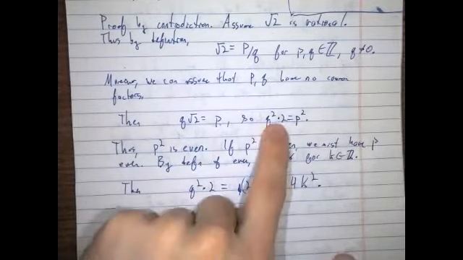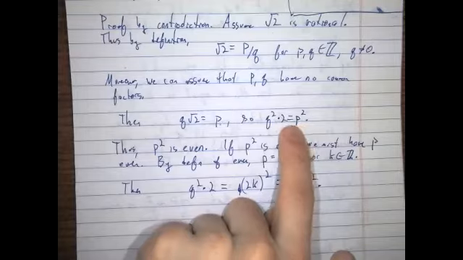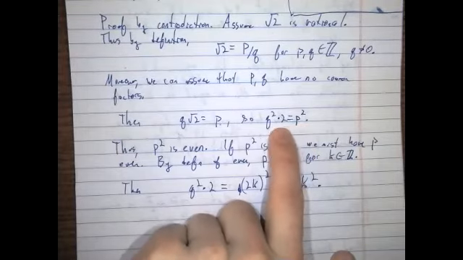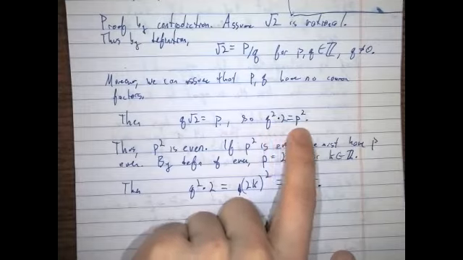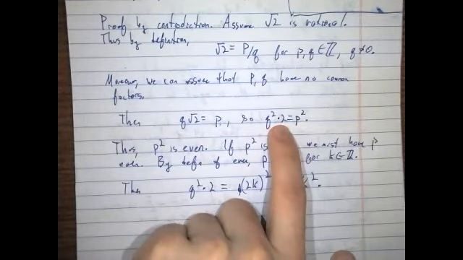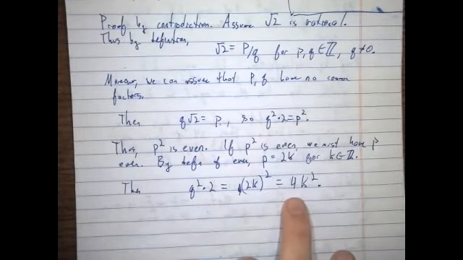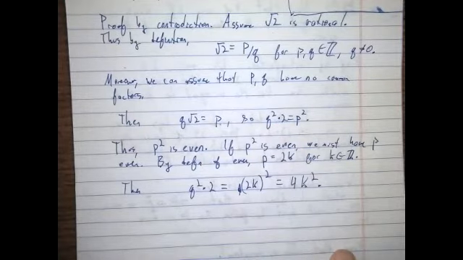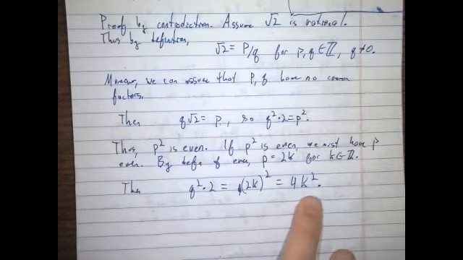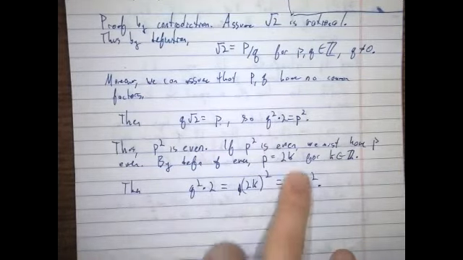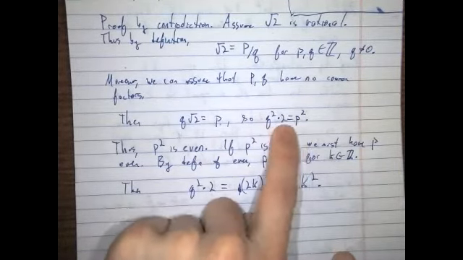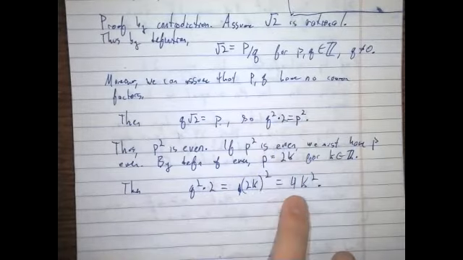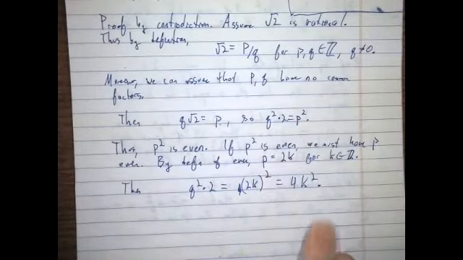So essentially what we showed is that we noticed that p squared has to be even because it's divisible by 2. But any time that a square is divisible by 2, it's actually divisible by 4. There's no way that you can find a square that is divisible by 2 but not divisible by 4. That's essentially what is being used here. And then I'm just writing that. So not only is p squared divisible by 2, but p squared actually must be equal to 4k squared.